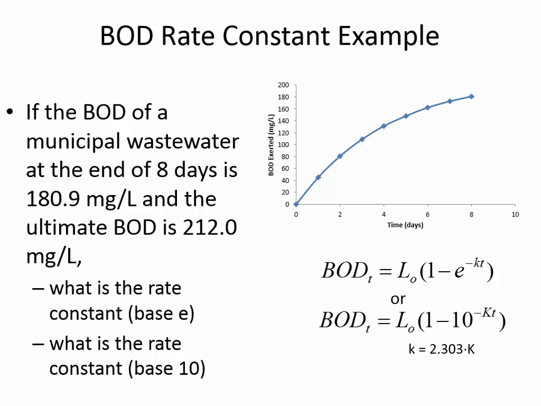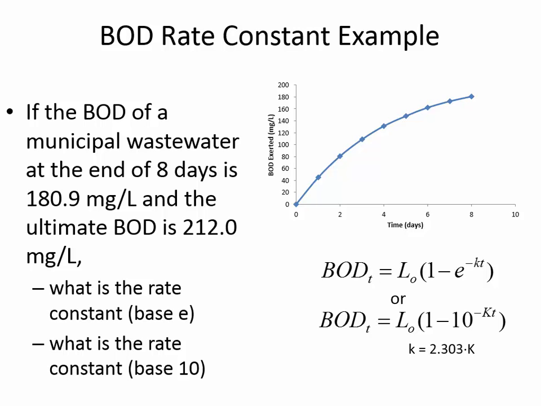But the question is really asking, if you know that at the very end of the test, ultimately there will be 212 milligrams per liter, then what does that tell us about the kinetics here? What's the rate constant base e and the rate constant base 10? All right. So we've got the BOD 8 is 180.9 milligrams per liter, and the ultimate BOD is 212.0 milligrams per liter. We want to know what is k, lowercase k, and what is K, the uppercase K.